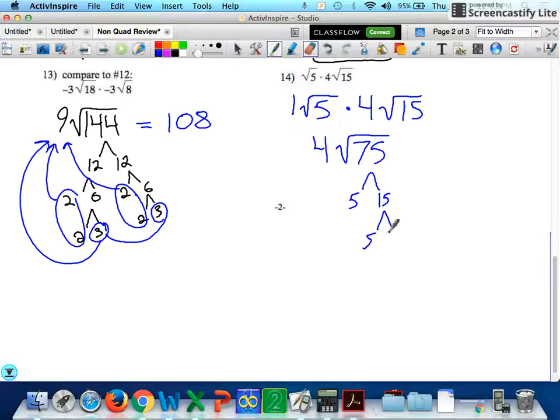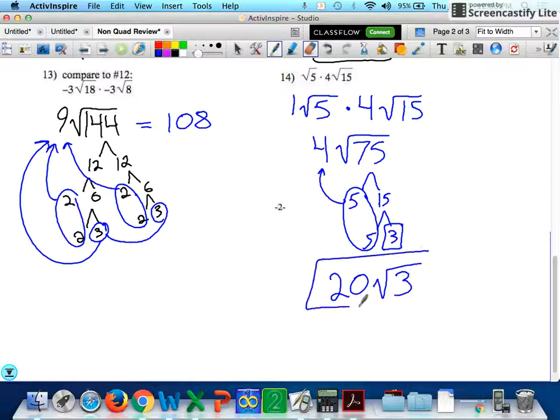And then 15 can be broken down into 5 and 3. So there's a pair of 5s, there's a 3 I left behind. The only reason we're doing this is because the direction said to put them in the simplest radical form, and this is simplifying, okay? When that 5 pops out, it multiplies into that 4, and we get a 20 square root of 3 as our final answer.